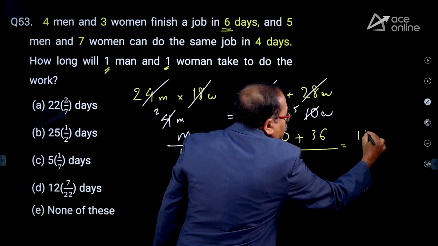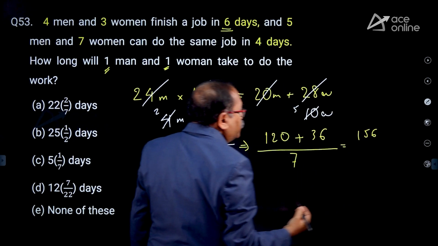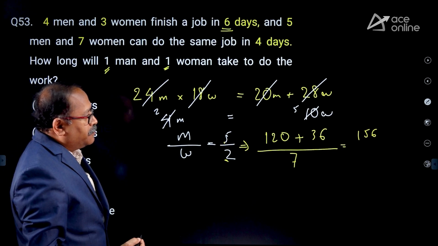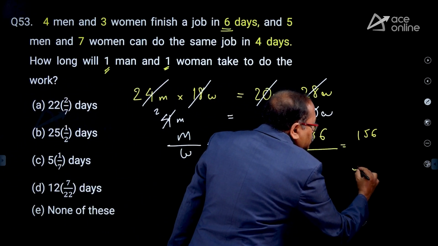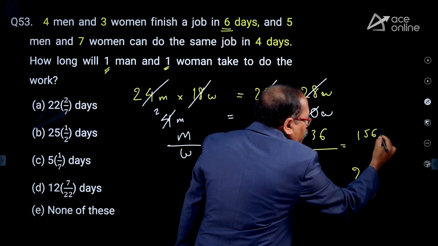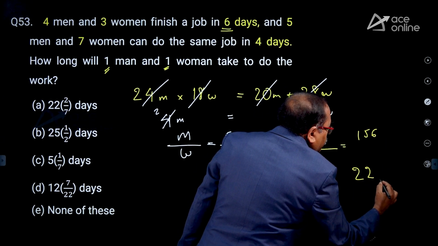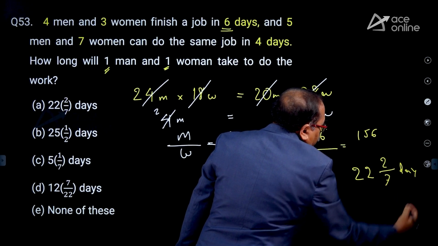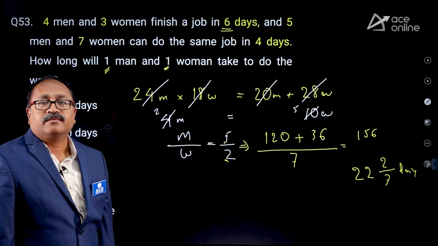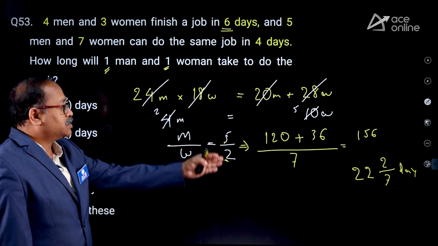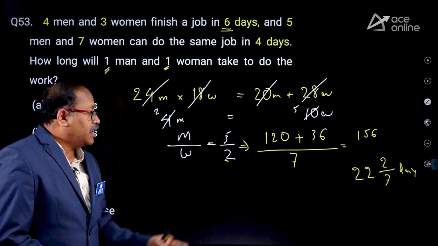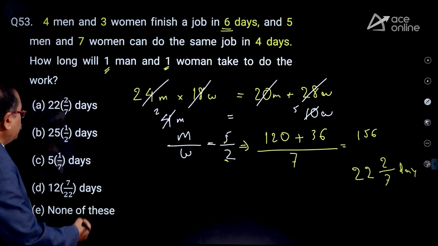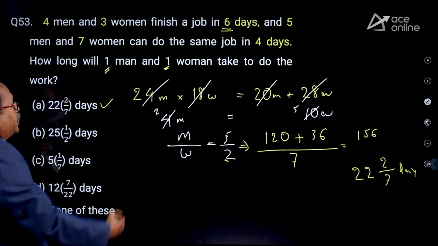So I noticed that this is 156 divided by 7. When I divide this, 7 twos are 14 and again 7 twos are 14 and 2 by 7. These many days, that should be my answer. Hope the explanation is clear. Check whether we have option 22 2 by 7 or not. Now I look at the options here, and that is 22 2 by 7.